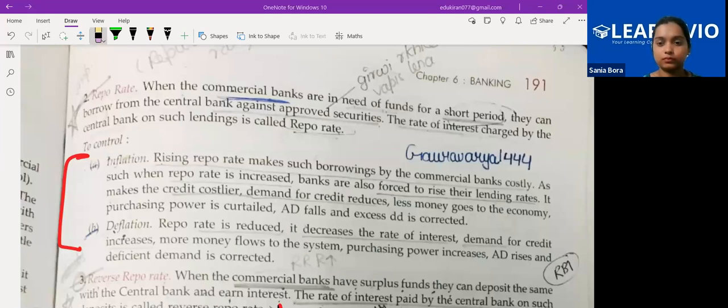But I don't know the inflation and deflation of that. Read it. It's the same as the bank rate. Okay, same, ma'am.